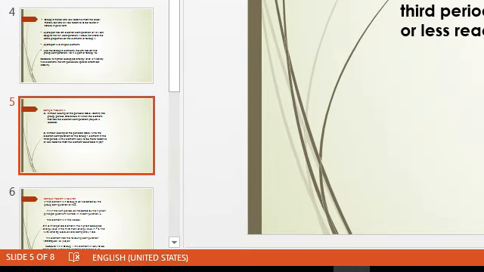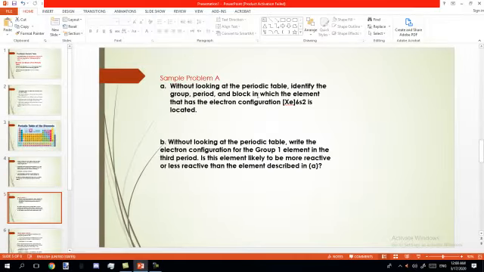Now let's see this problem together and try to solve it. Without looking at the periodic table, identify the group, period, and block in which the element that has the electron configuration xenon 6s2 is located. First you want to know the group, the period, and the block.